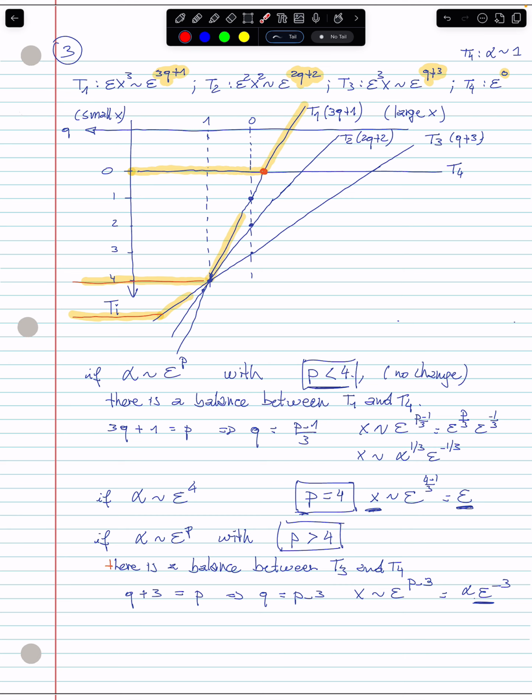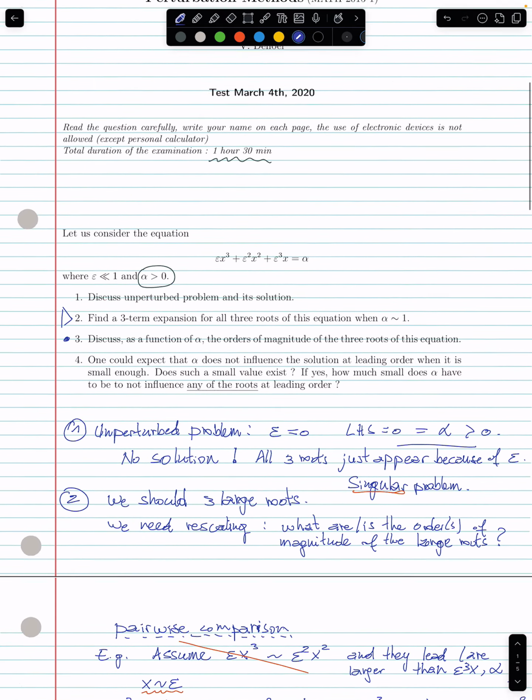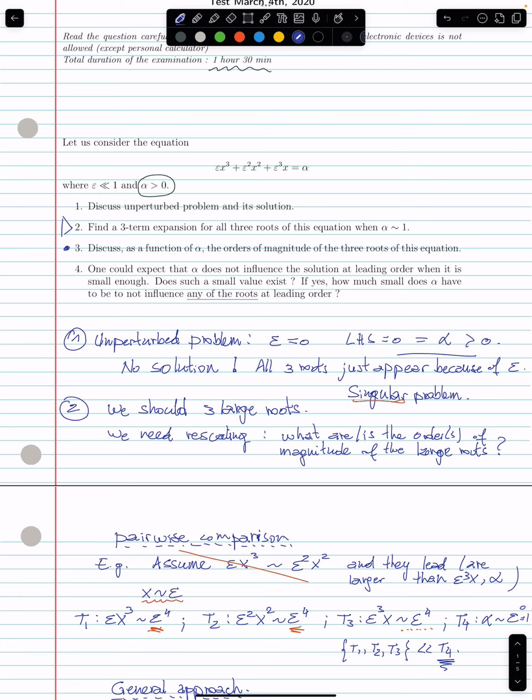All right, let's just have a quick look at the last question, which could be, in fact, very quick, and which says this. One could expect that alpha does not influence the solution at leading order when it is small enough. That's indeed something we used to have, right? When you want to neglect a small parameter in a problem, it means that you assume that this parameter has no influence any longer on anything at leading order at least, right? And so we would like to do the same here.